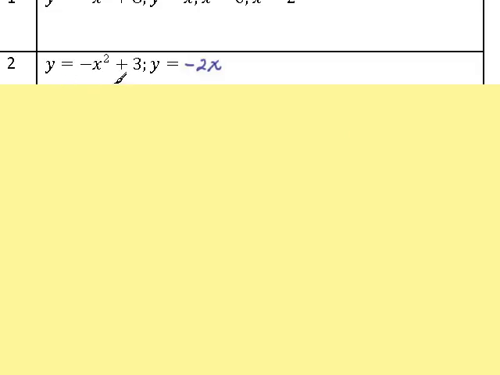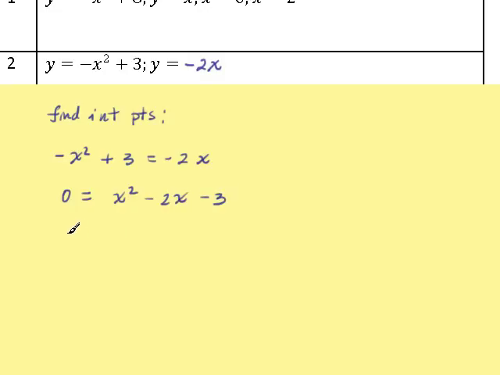Now we want to find the area between these two curves. So let's start by finding the intersection points. Set the two curves equal to one another. All right, let's get 0 on the right-hand side. And this is a quadratic, so we'll try factoring. And it does factor. That's x minus 3, x plus 1.